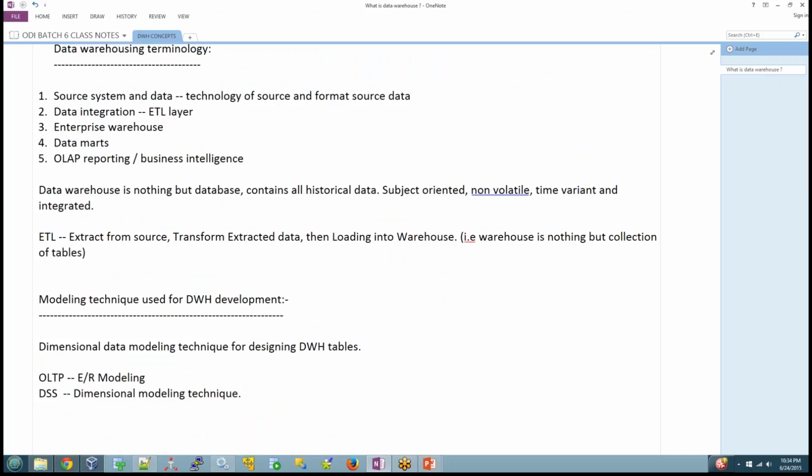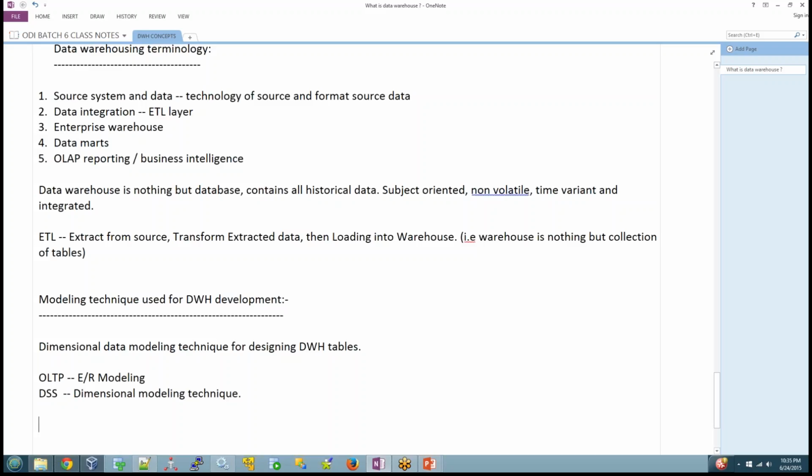Both contain tables. In ER modeling, the online transactional system contains tables, and DSS also contains tables. But the way we organize the tables in the two techniques is a little bit different. Your source system contains tables and the warehouse also contains tables, but the number of tables and the way we organize them in entity relationship and dimensional modeling are completely different.